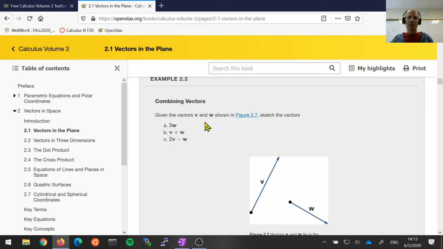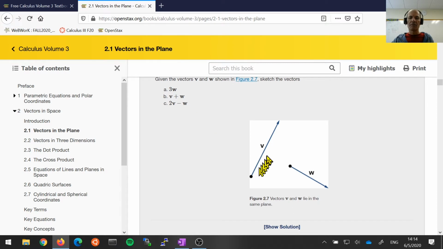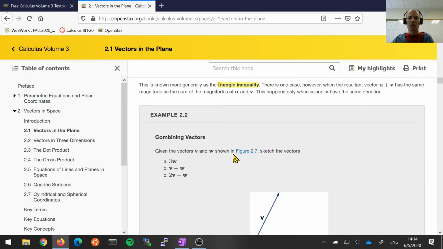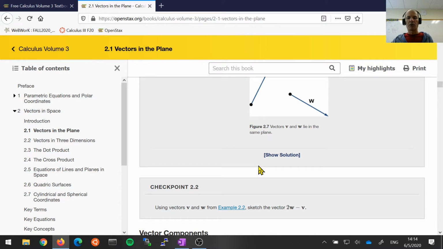So here, the first example is just talking a little bit about the different operations that we've just learned. For example, 3 times w is just going to be w, same direction, 3 times longer. v plus w, take v and w, put them tail to tail, and look at the result. And then 2v minus w, you're going to take v, double its length, subtract w, and get the result. All of these should be done via sketches, because after all, vectors are just magnitude and direction. They're very abstract quantities. Arrows are nice metaphors for that idea.